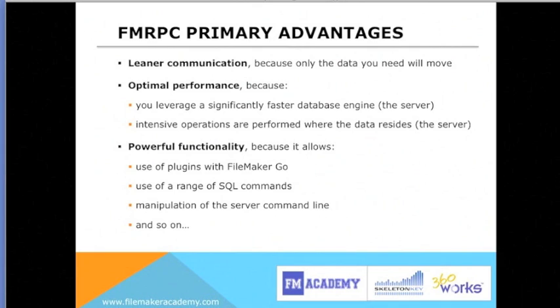So the primary advantages of FMRPC: it's much leaner for communication. It only moves the data you want to move, not all the data that FileMaker needs to move to let the native client perform those operations. It's optimized because it's working at the server, where there's a faster database engine and where the data resides naturally, so the data doesn't really have to move very far at all. In fact, a lot of that data may already be in cache because of all the other clients that are connected, so there's really nothing extra your client has to do. And then it adds powerful functionality like we talked about: plugins with Go, SQL commands from Go or Pro, manipulation of the server command line through interaction with the command line at the server, and a variety of other tricks and tips that we've come up with.